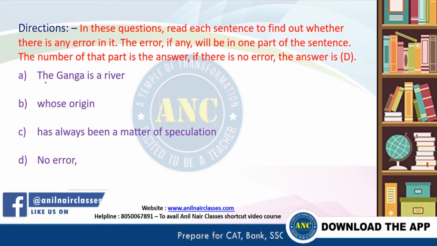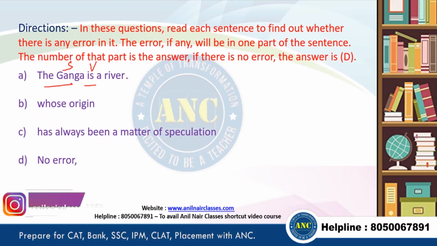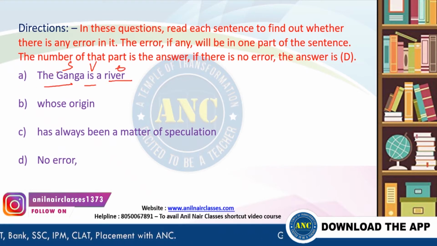Next, move ahead. "The Ganga is a river." Yes, Ganga is a river. Is is the verb. Ganga is the subject. River is the object. Everything is perfectly fine.